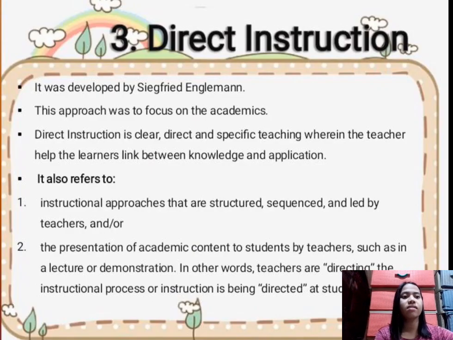Number 3. Direct instruction. It was developed by Siegfried Engelmann. This approach focuses on the academics. Direct instruction is clear, direct, and specific teaching, wherein the teacher helps the learners to link knowledge and application.